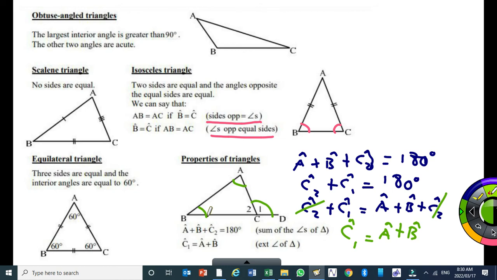Any question? You see, all these concepts, you're supposed to know them before you start doing geometry. You have to know everything that I'm doing now.